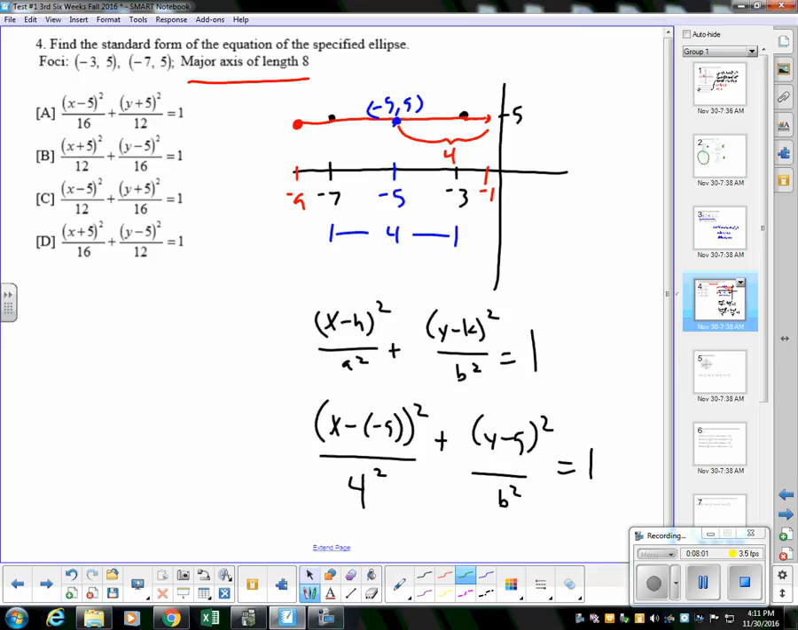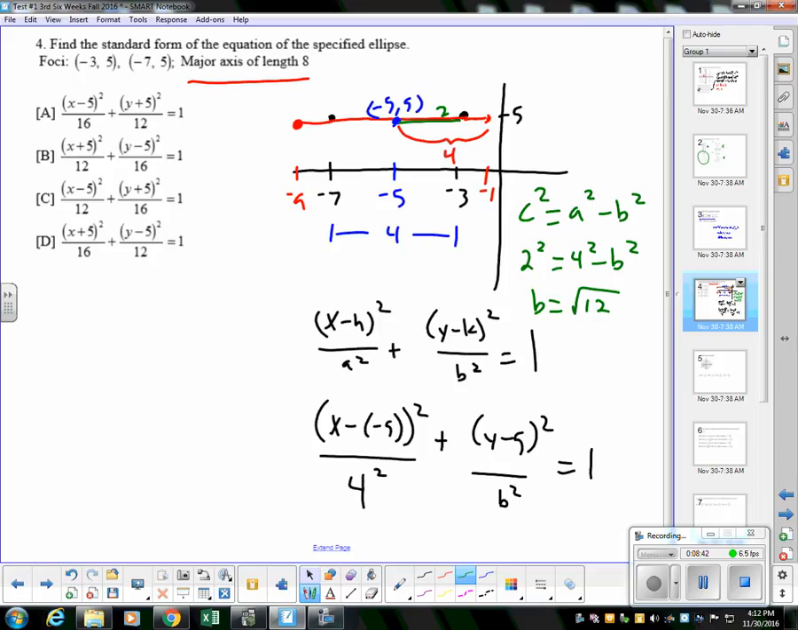But I do know this. There's a relationship between c and a and b. c squared is a squared minus b squared. c is the distance from the center to a focus. That distance is 2, because it's half of 4. In other words, the distance from here to here is a distance of 2. a, we already know, is 4, so 4 squared minus b squared. So if you just do some algebra, b is going to be the square root of 12. b is going to be the square root of 12.